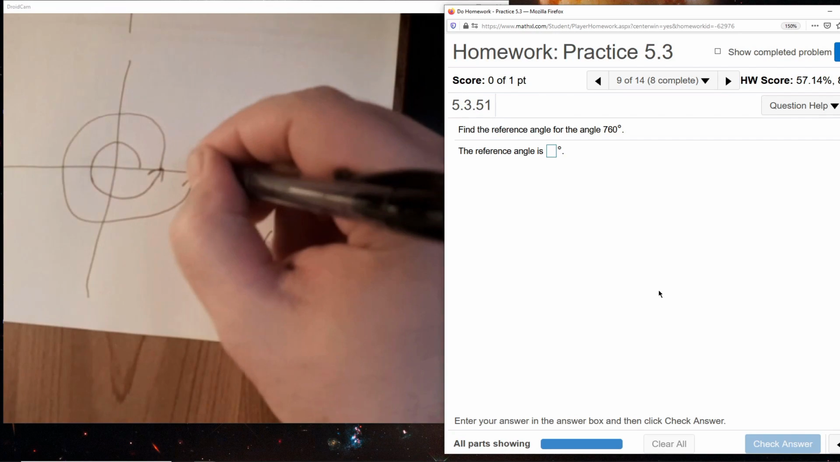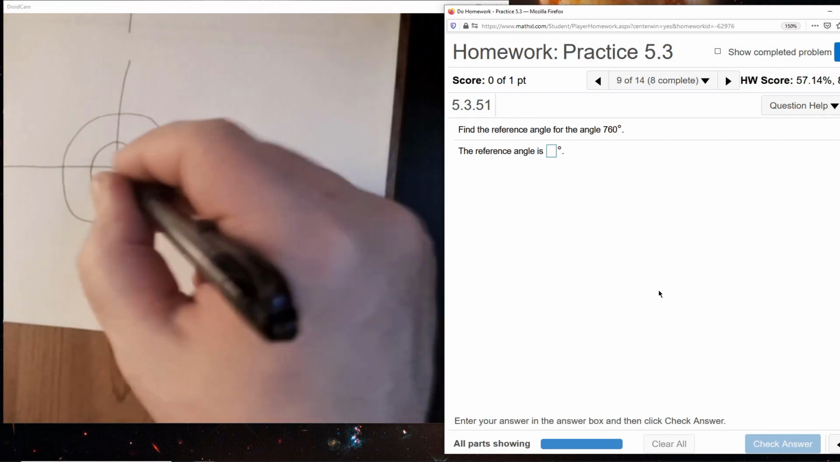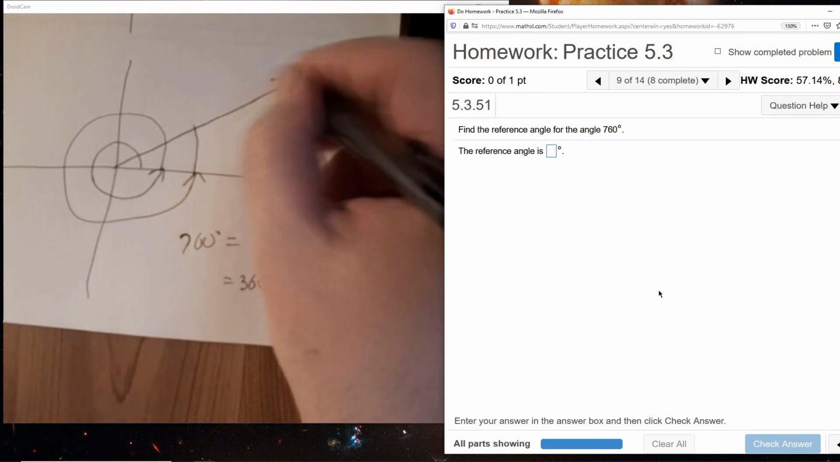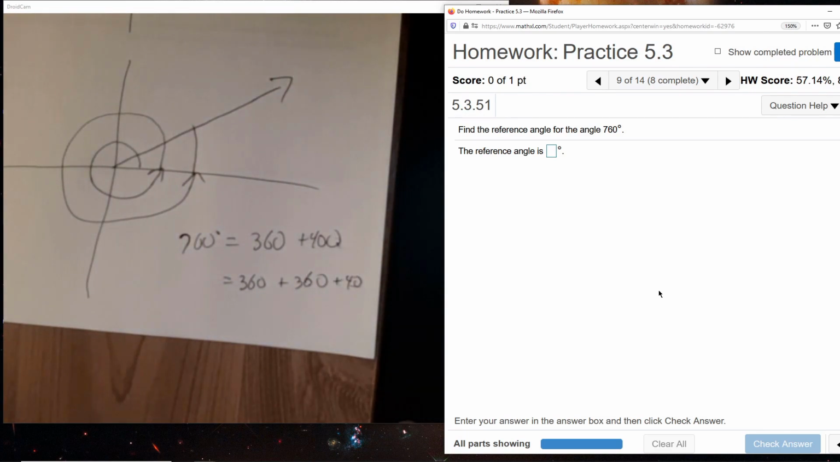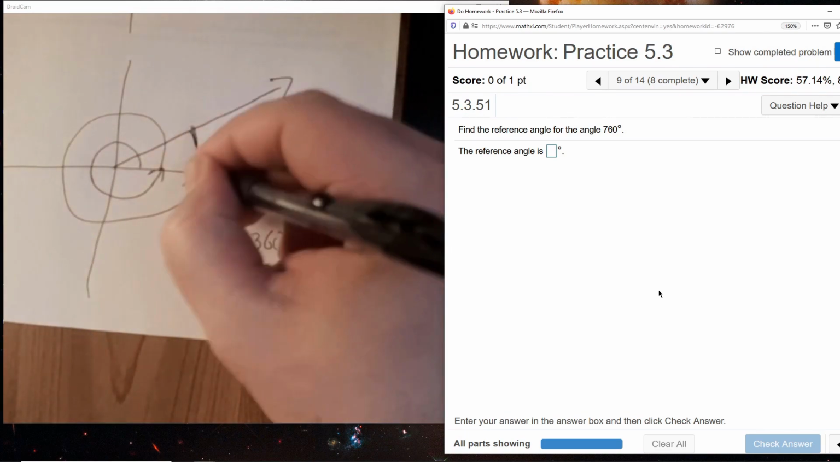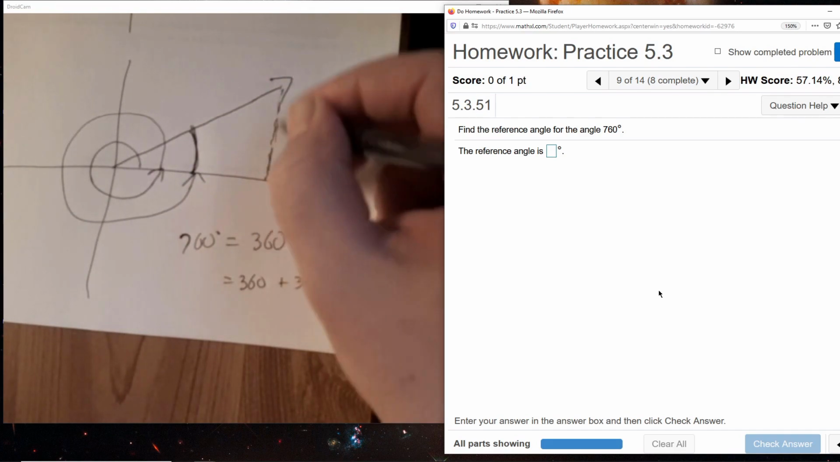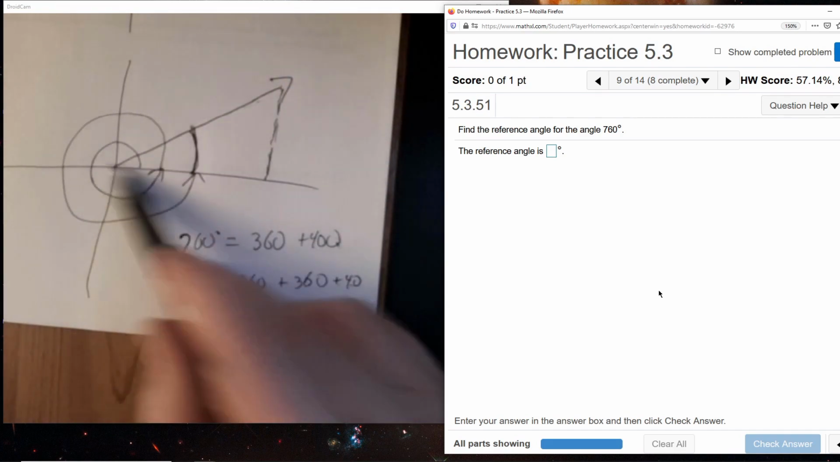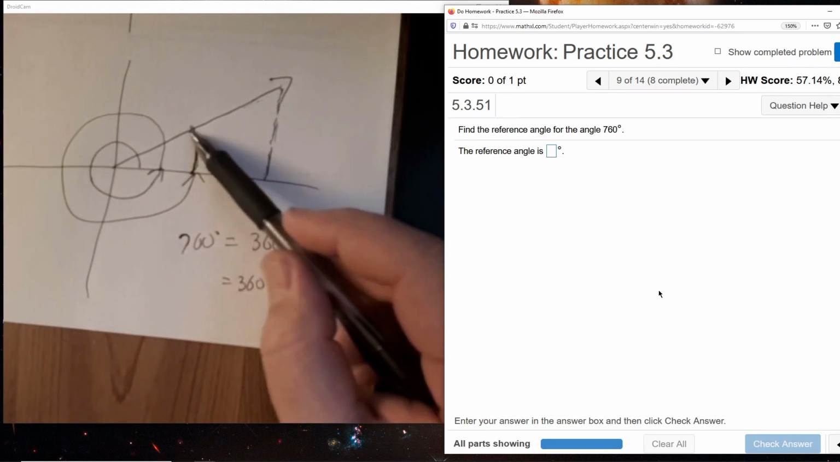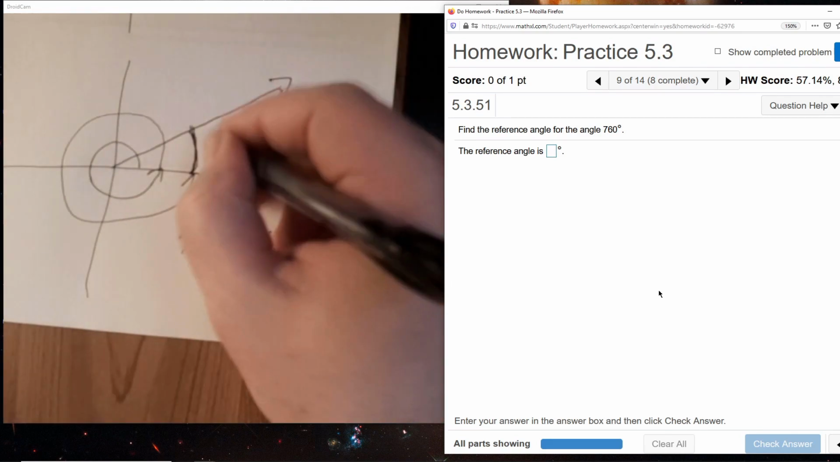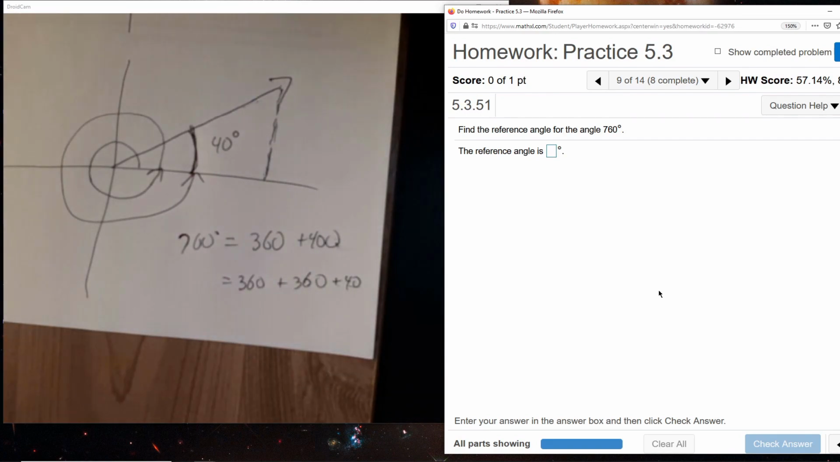And so our final angle, our terminal, is in quadrant 1. And this angle, so remember, draw our line down to the x-axis. Here's our right triangle. And the interior angle here is the reference angle, 40 degrees.